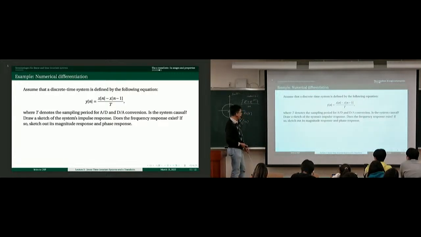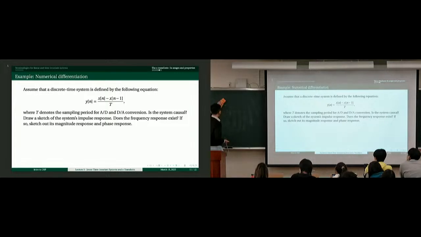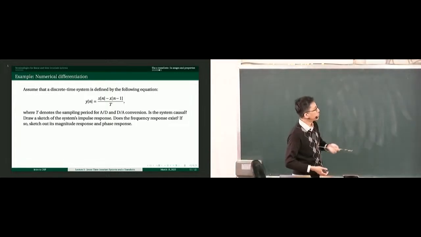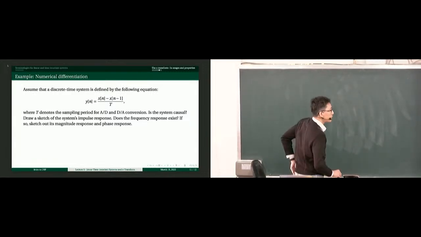And if it does exist, we can again make a drawing of the magnitude response and phase response. There are quite a few things that we can do from this simple example. Let's write a few things down first, and then we continue our calculation when we return in the next hour. So let's do a few things first: y[n] equals x[n] minus x[n minus 1], divided by T.